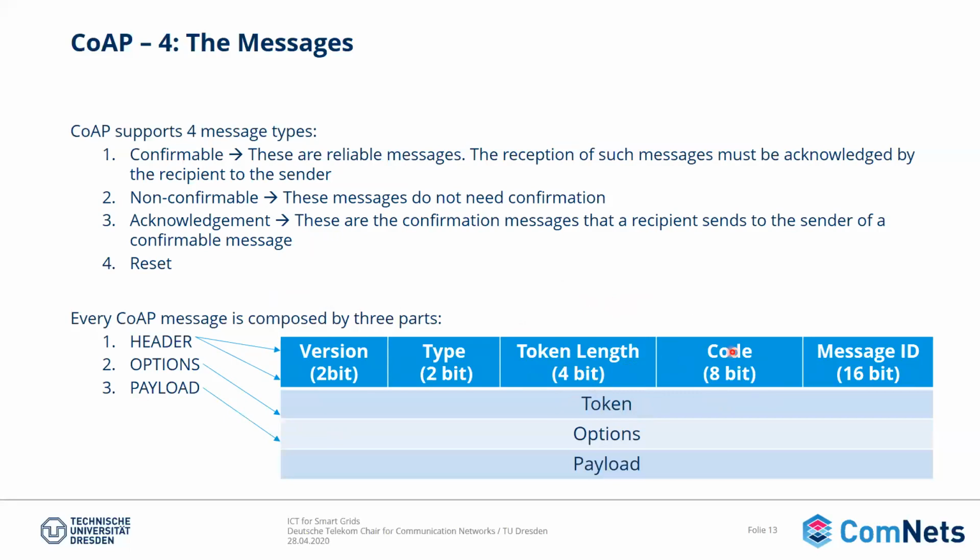Then you have a code, and this code is similar to the code returned by an HTTP request. So either this message is a request, then this code is usually in the 0 family, or it's a success response, which is in the 200 family, or a client error response, 400, or a server error response, which is 500.